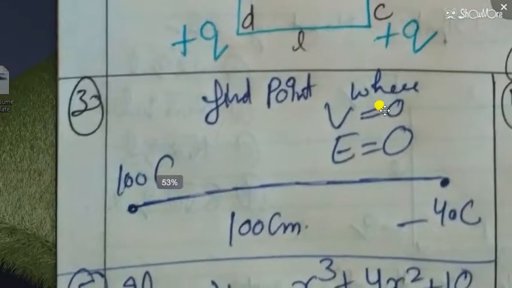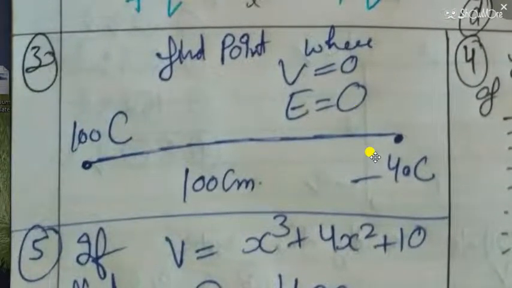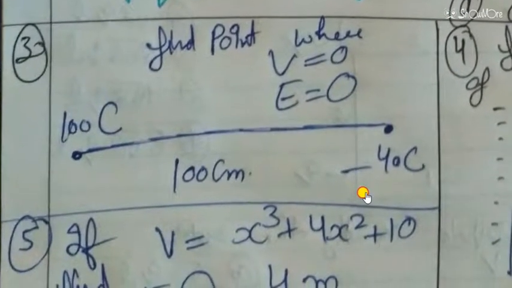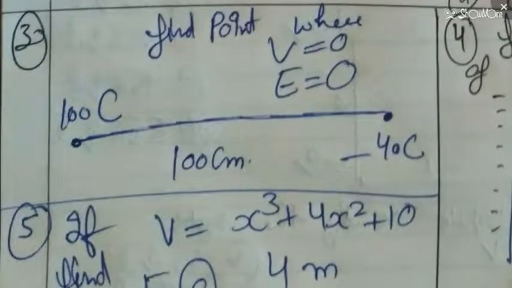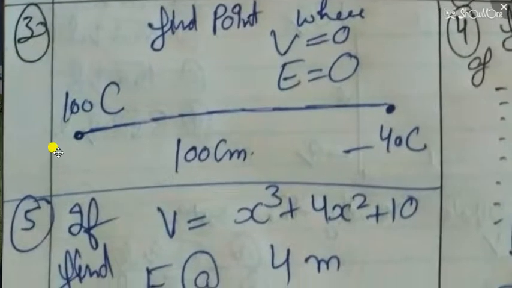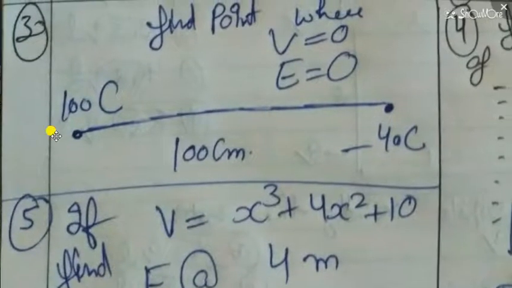Question number 3 is: we have to find the point where potential is 0 and electric field is also 0. This is a very good question, and we will solve it. If one charge is positive and another one is negative, then we can find the potential. The potential will be 0 near the smaller charge.